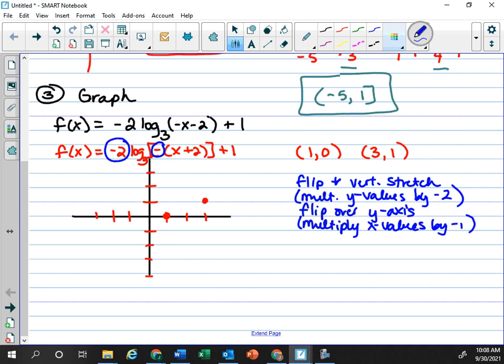Okay, so I'm going to rewrite these points. So the point 1, 0, that's going to become negative 1, and then still 0, because 0 times negative 2 is 0. 3, 1 will be negative 3, negative 2.